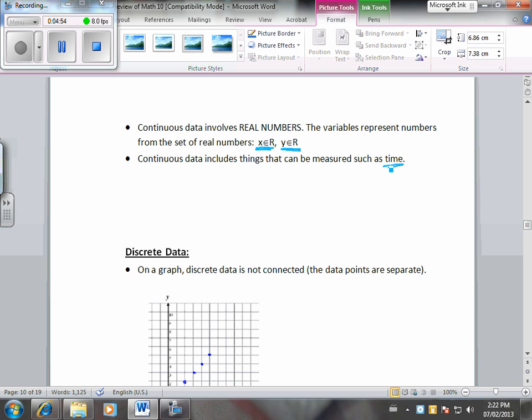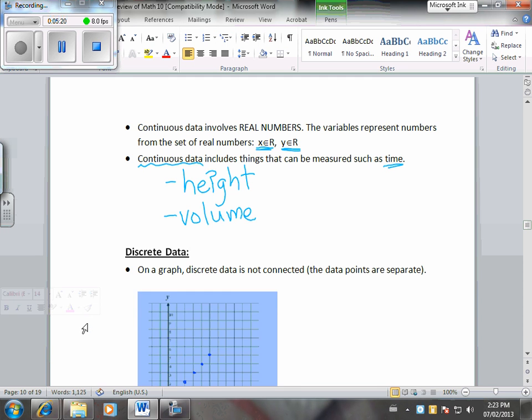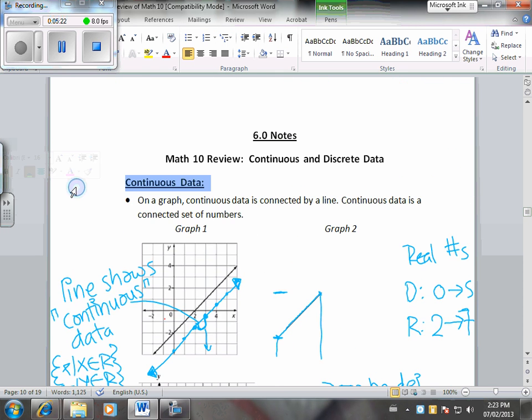Let's think of some other things that could be measured. Hopefully in those 5 seconds you came up with a few things. We could measure height, things like volume. Anything that we can measure will be continuous data. So continuous data, again, is connected by a line if it's on a graph.